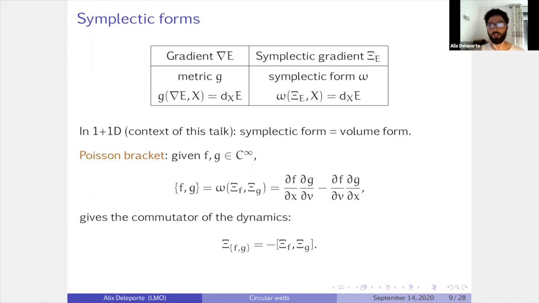This Poisson bracket is interesting because it gives the commutator of the dynamics. To the function f is associated, if I think of f as an energy, some classical dynamics. And to the function g is associated another classical dynamics. If I let them evolve for a very short time, in general, the evolutions will not commute. The commutator of the evolutions is given by the Lie bracket of the vector fields. And the Lie bracket of the vector fields is, up to a minus sign, the symplectic gradient of this Poisson bracket.